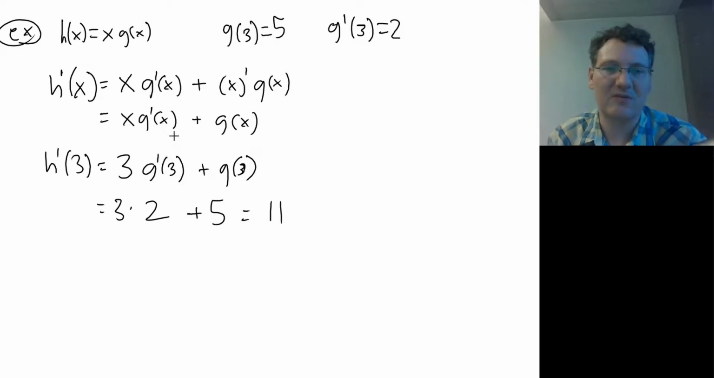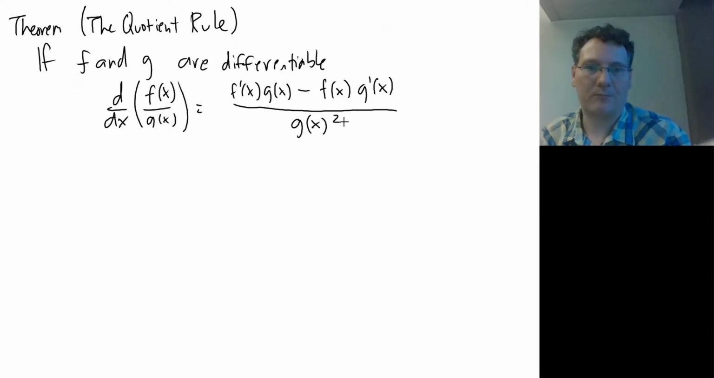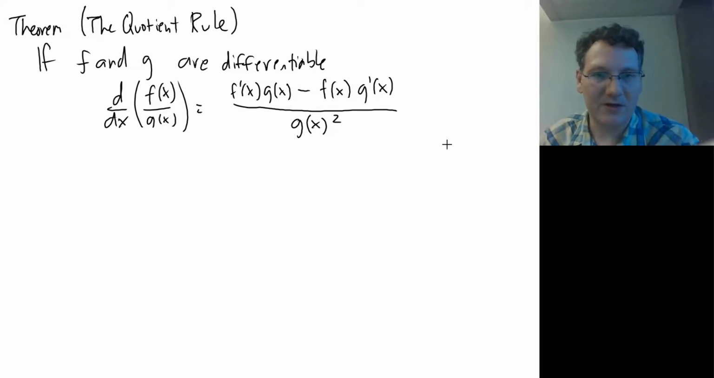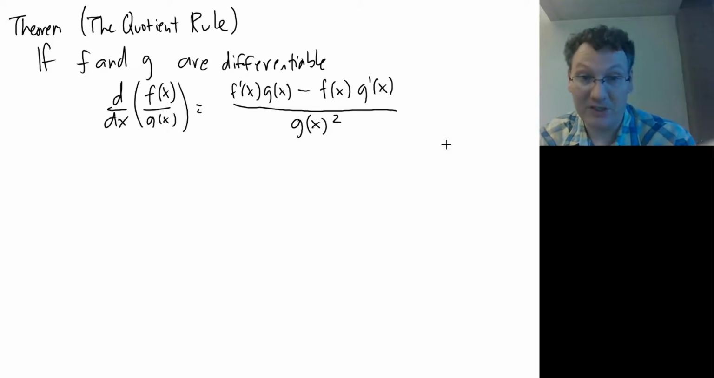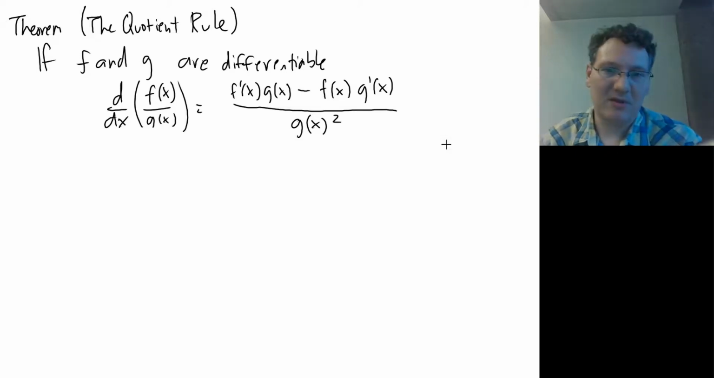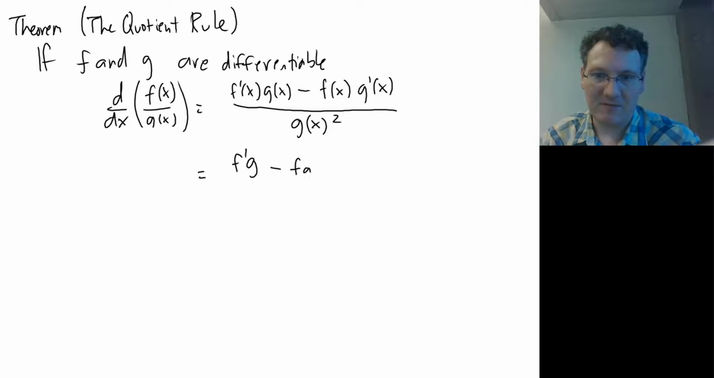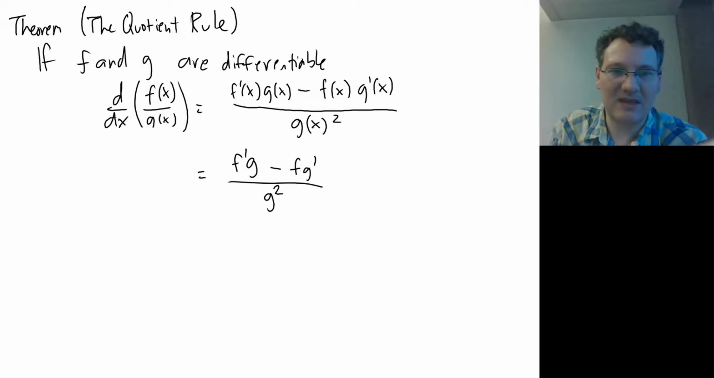Okay, so taking the derivative of a product is no problem. Now we'll take a look at this thing called the quotient rule. If f and g are differentiable functions, then the derivative of f of x over g of x follows this pattern. It's f prime of x, g of x, minus f of x times g prime of x over g of x squared, which abbreviated is f prime g minus f g prime all over g squared. This would be a very quick way of writing this thing. So let's take a look at the proof of this and see how we can do this.